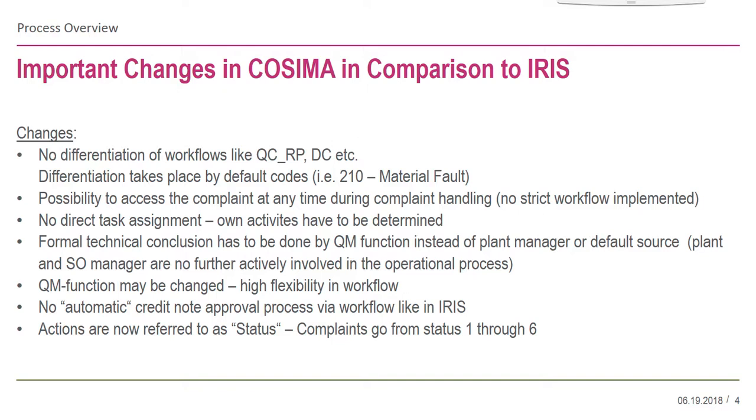Actions, as they were referred to in Iris, are now referred to as a status in Cosima, and complaints will go through the system from status 1, which is considered the initial recording of the complaint in the sales office, all the way through to status 6 when the complaint is marked commercially and technically finished.